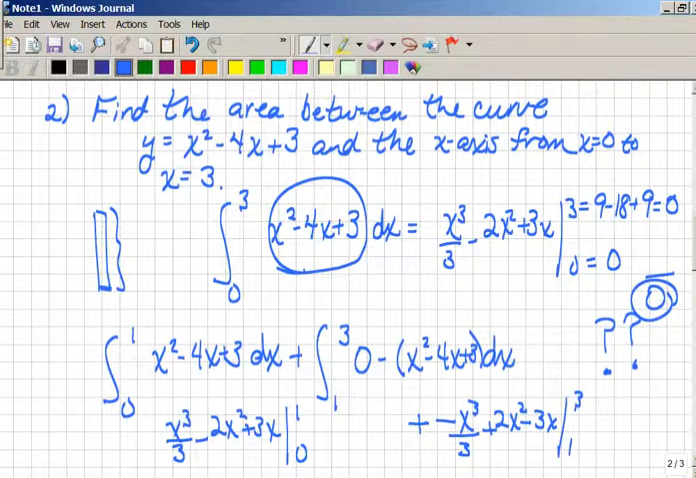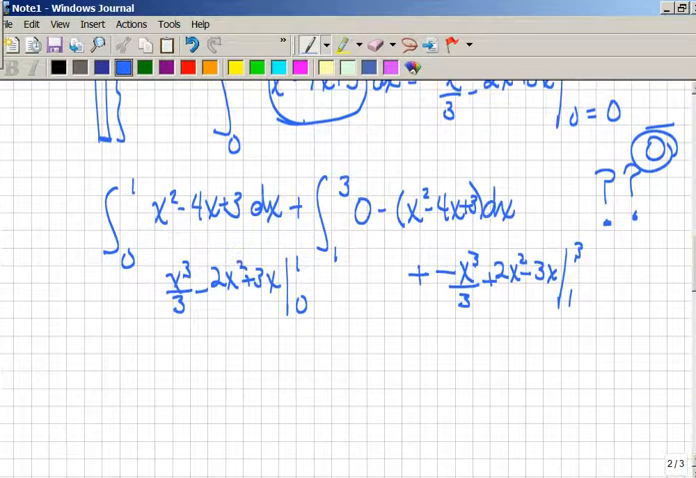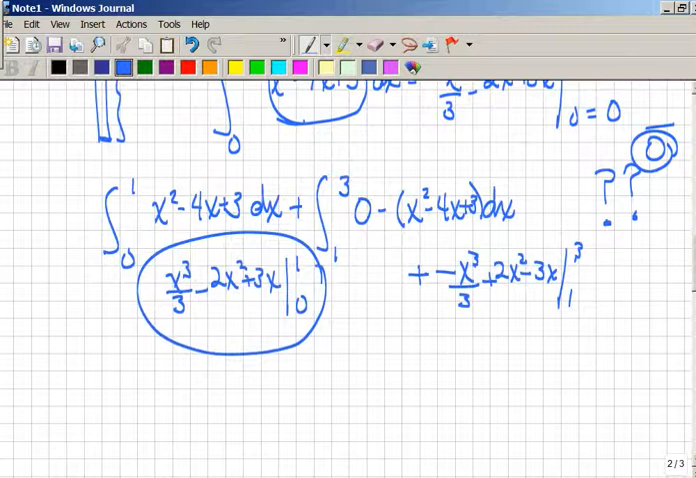Alright, let's evaluate these two integrals. Alright, in this integral, subbing 1 in, we get 1/3 minus 2 plus 3. If we sub 0 in, we still get 0. So the first integral is equal to, well, we have 1 plus 1/3, or 4/3. So 4/3 is the area from 0 to 1.